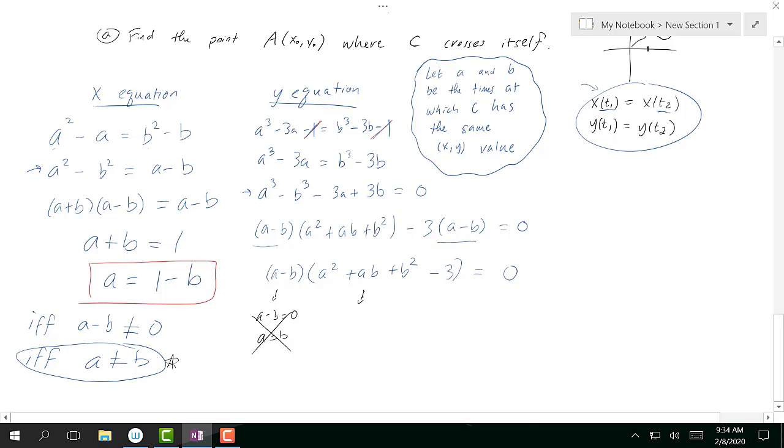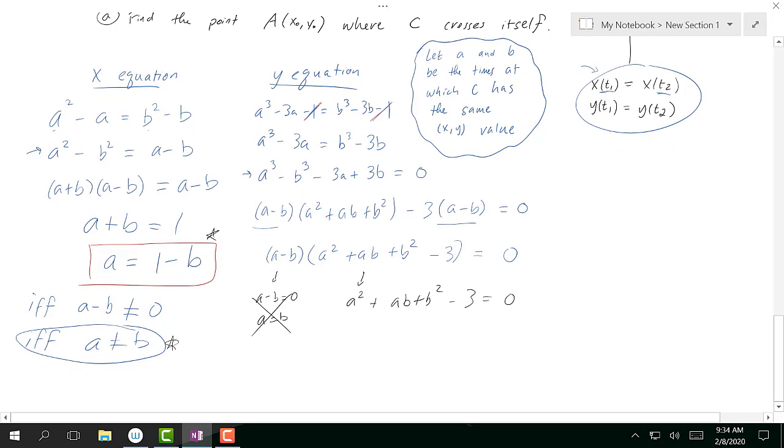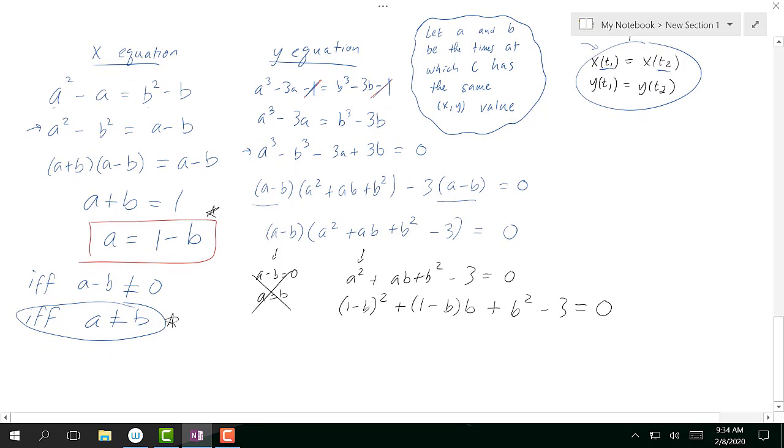All right, now from the second one, what we see is that we're going to have a squared plus ab plus b squared minus 3 equals 0. So we have one equation with two unknowns, but you can recall that from before we had a is equal to 1 minus b. So we go ahead and plug that in to what we have right now. What we're going to get is (1 minus b) squared plus (1 minus b) times b plus b squared minus 3 equals 0. And I would really encourage you to try this out yourself, not just passively watch, because it's easy to get caught up and confused with questions like these.